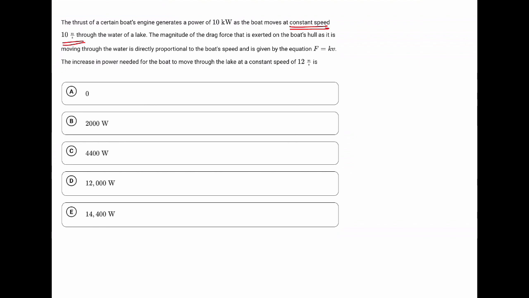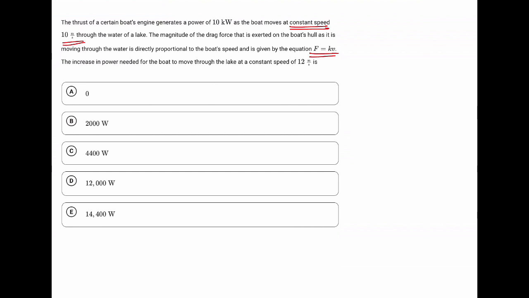The magnitude of the drag force: since the object is moving with constant speed, there is not only the force by the engine, there must be an opposing friction. The magnitude of the drag force is given by the equation F equals K times V. And the increase in power needed for the boat to move with a constant speed of 12 meters per second is unknown. Well, we'll try to figure this out.